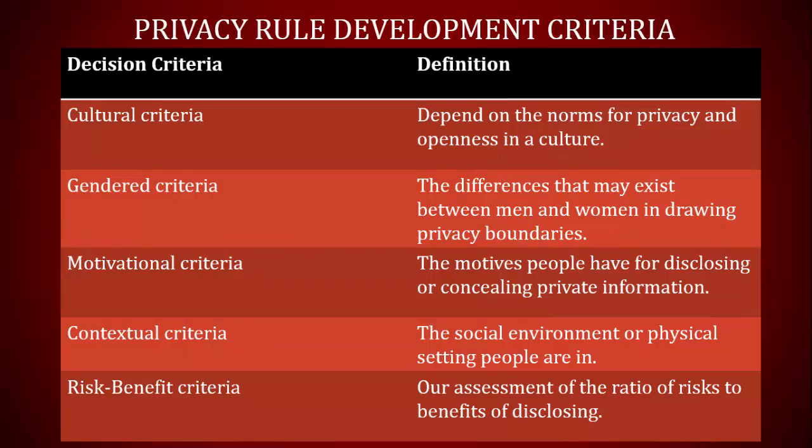Cultural criteria depend on the norms for privacy and openness in a culture. Individuals are guided in their own expectations for privacy by the values they learned in their cultures. An example is that the U.S. favors more openness in relational communication than Japan does.